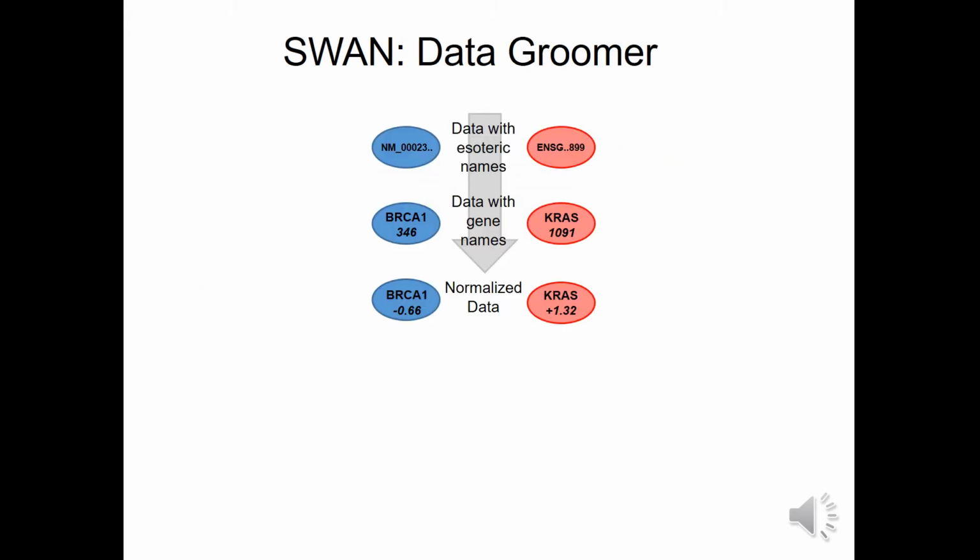The data groomer can start with very esoteric names, which are just canonical identifiers from some output software, and then this is transformed into gene symbols, something that basic scientists normally refer to a gene as. And then it is normalized, centered around 0 with positive and negative data.